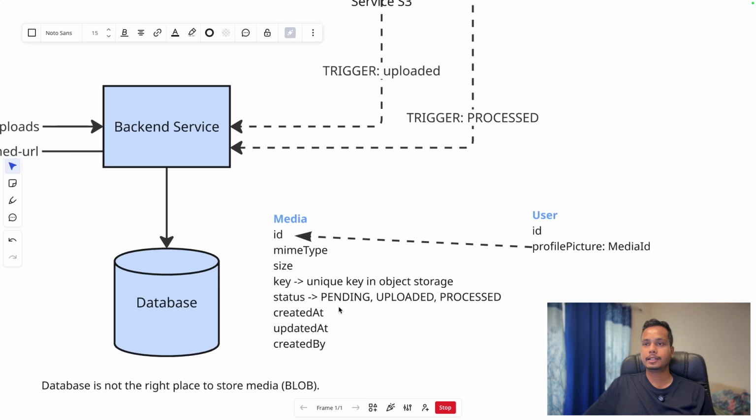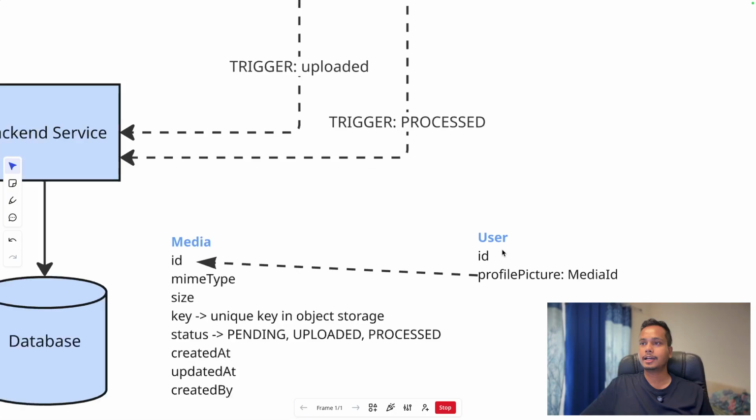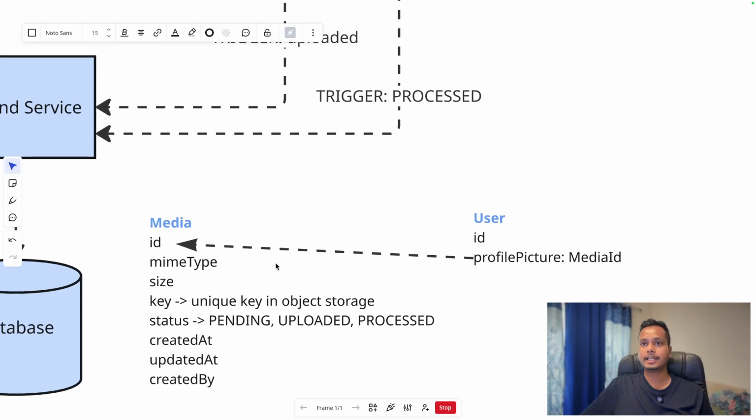This status will be like pending, uploaded, or processed. Pending is when this image or media file is yet to be uploaded. It is in the process of uploading, and once it is uploaded in the object storage, we will update its status to uploaded. And then finally, once it is processed, if we are doing some additional processing, we will update its status to processed. And then we have when it was created, when it was updated, and who actually uploaded this media file, using the created by field.